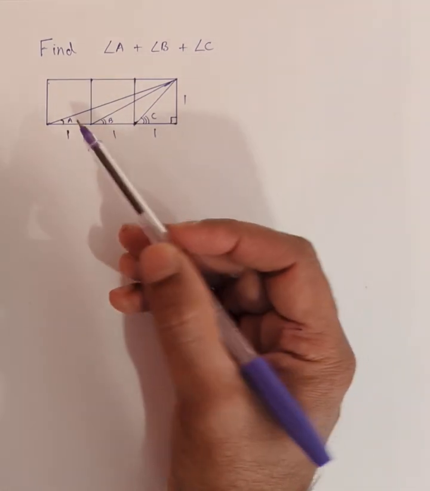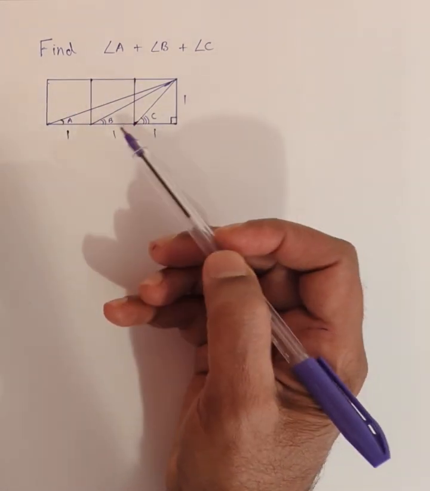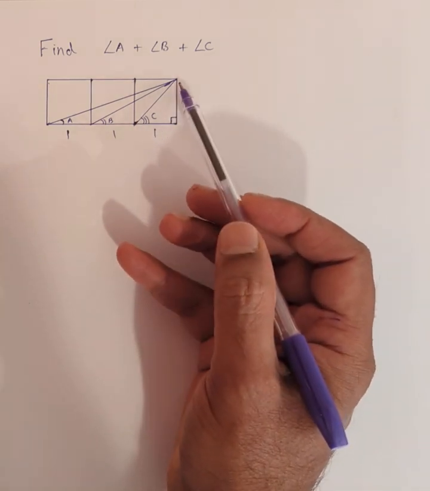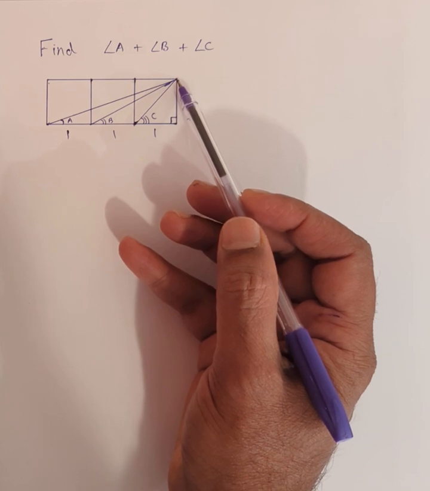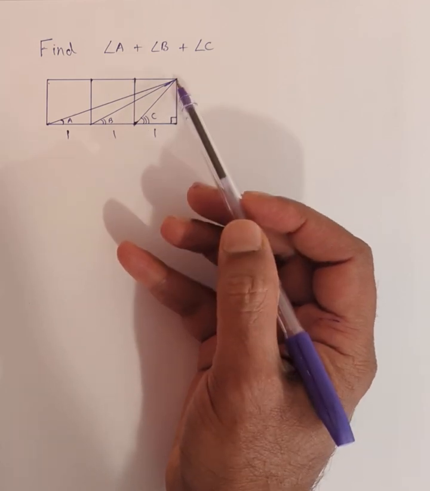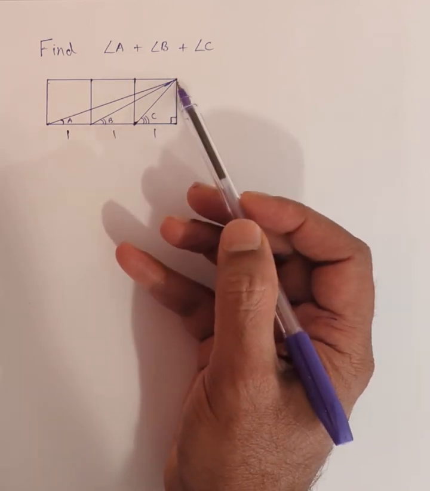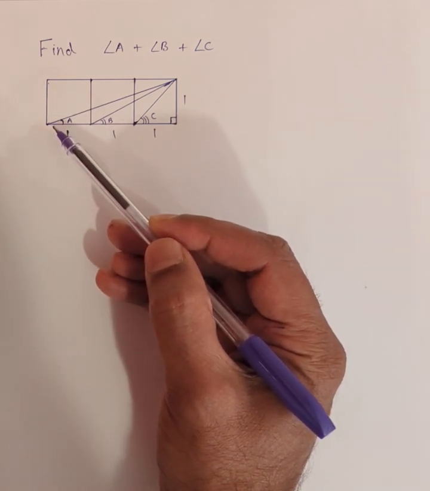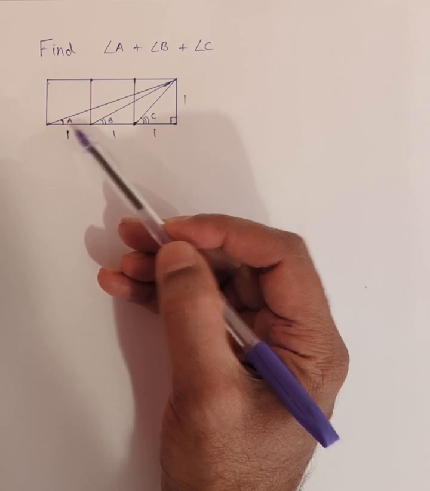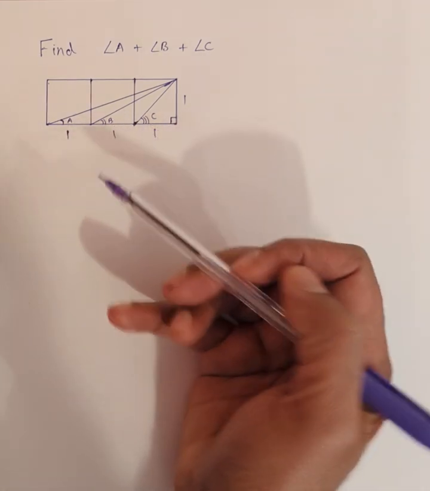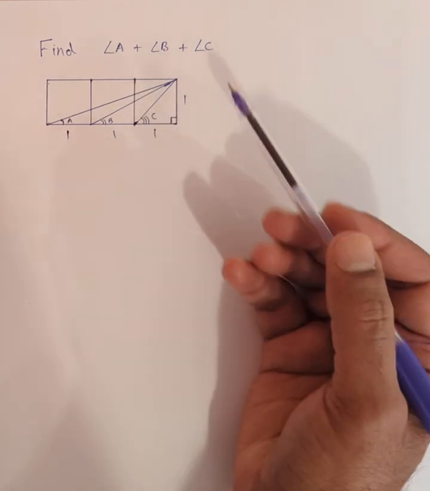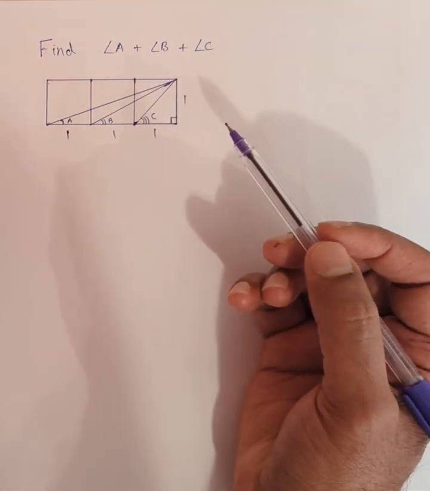In this figure, you're given three squares of side length 1, and one of the corners is joined to the vertices of the three squares so that the angles formed are A, B, and C. Now, the goal is to find the sum of the angles A plus B plus C.